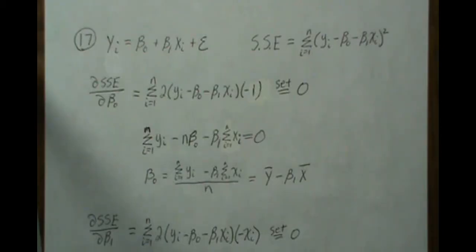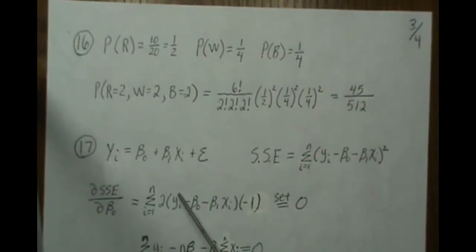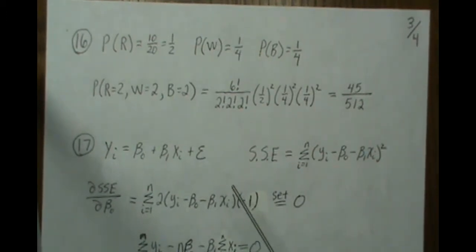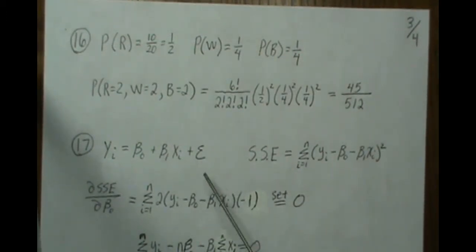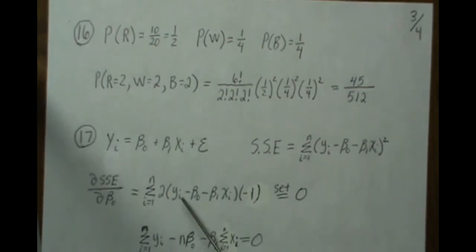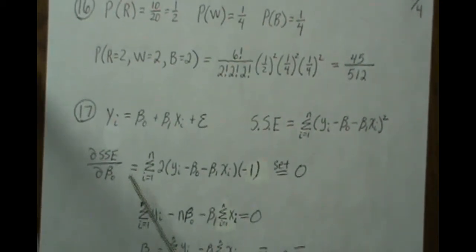So in problem 17, they ask us to find the least squares estimate for when x is equal to 3/2. Here we derive it from scratch, and I point out a few spots where you probably should just memorize it as opposed to deriving it, but I like to derive it.